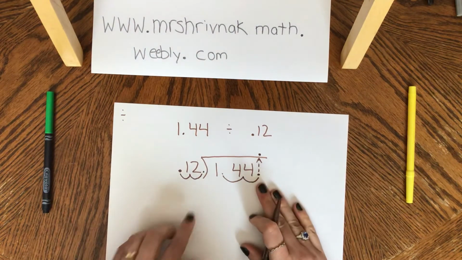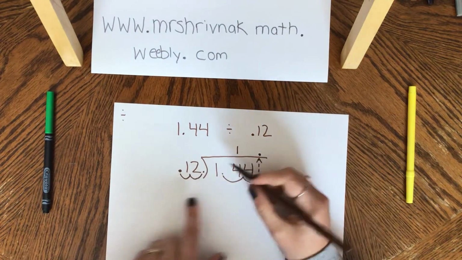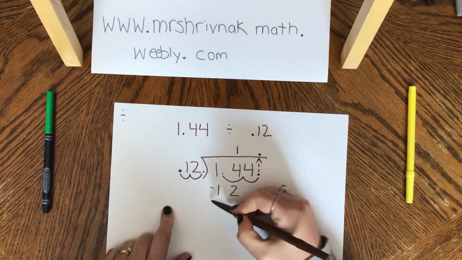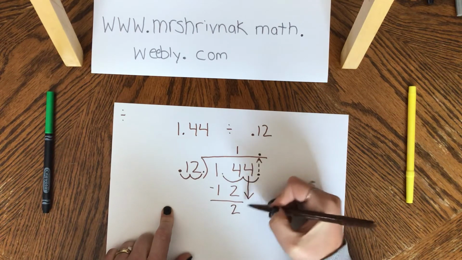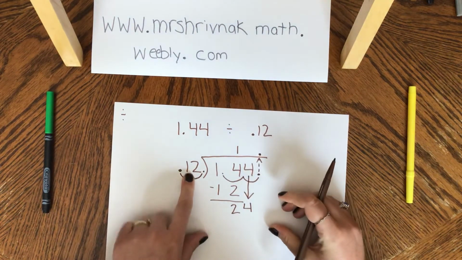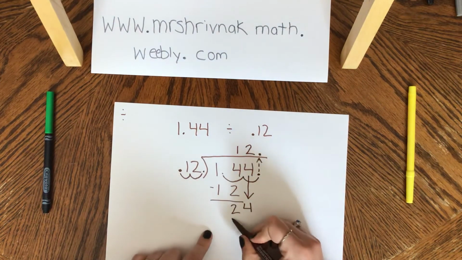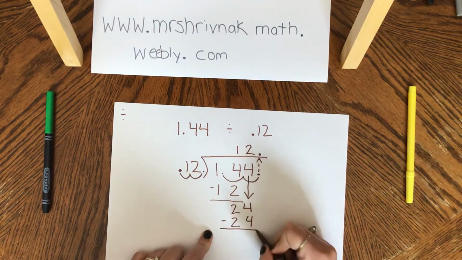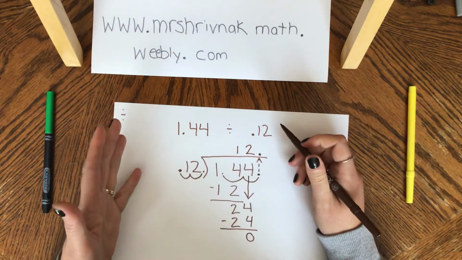Now I can divide. 12 goes into 14 one time. I'm going to subtract 12 and I get 2. I'm going to bring down my 4. 12 goes into 24 2 times. 2 times 12 is 24. I have no remainder. So my answer is actually 12.